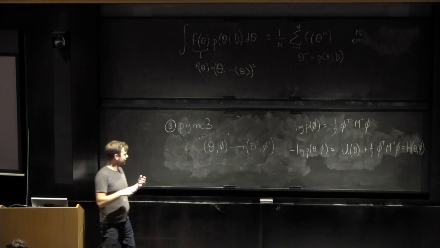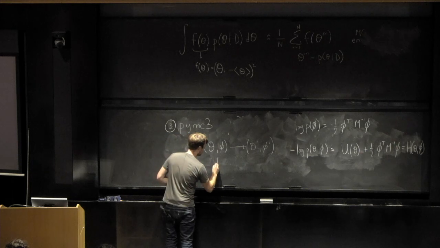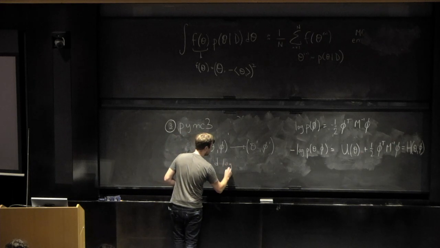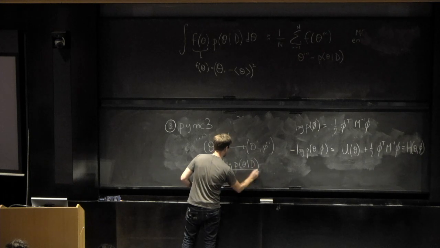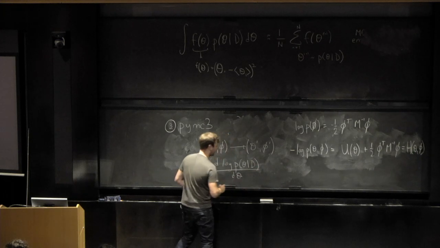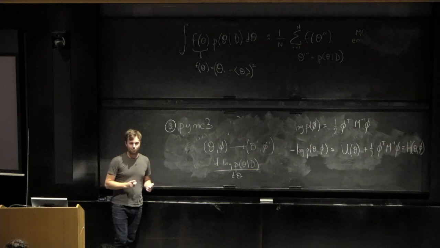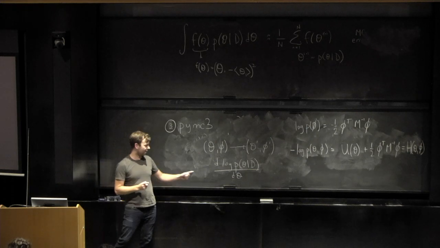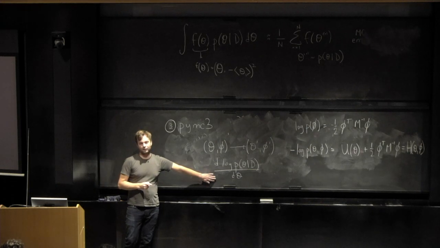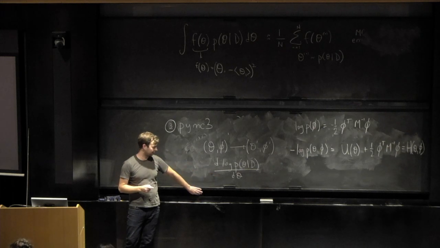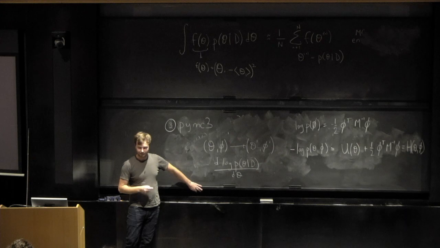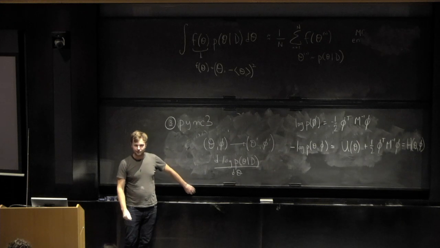And so what that means is that we need to know d log posterior probability d theta. And that's the reason why this hasn't been widely used in astronomy, is that we're not very used to computing this gradient right here. And so that's the thing that really is the tricky part of it.